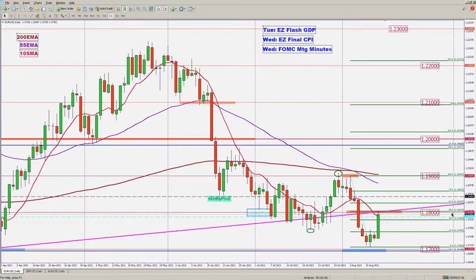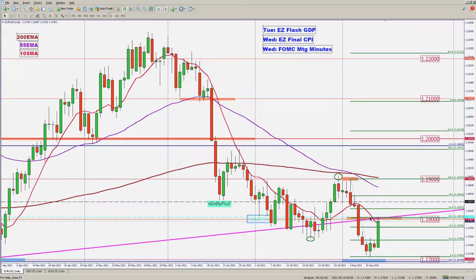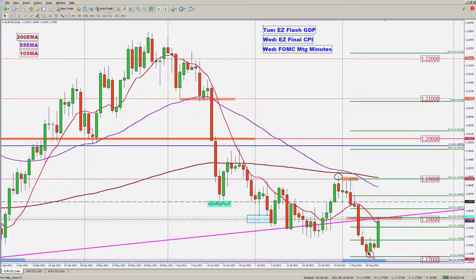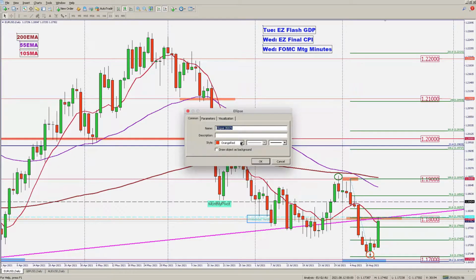At 118 area. Just the weekly pivot back. So this is still a strong resistance zone. We'll see whether it's able to break or spike through, but expect some consolidation. Let's mark this also as green.